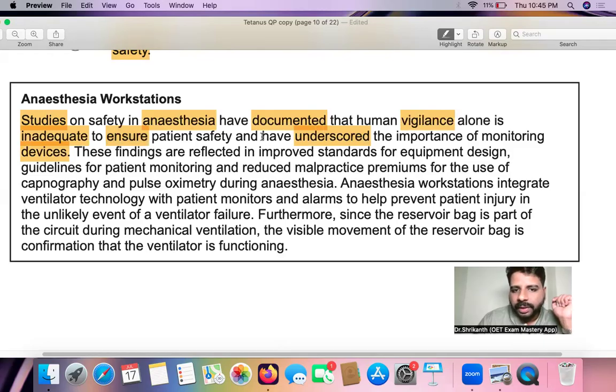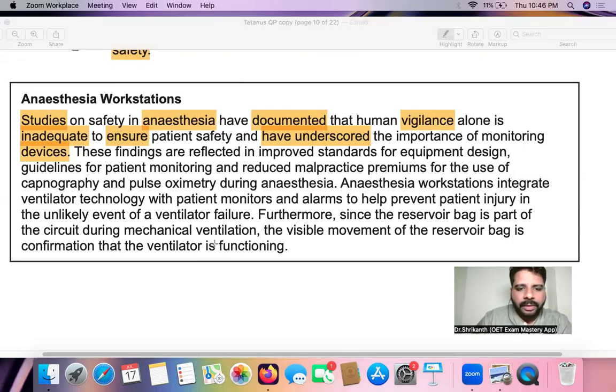Now what is the meaning of this? Have underscored the importance of monitoring devices. Underscore basically means to highlight. For example, when we want to highlight something, we underline. We can underline some important words, right? If I come across a very important word, say functioning is an important word, I will underline it. So that is the meaning of underscore. Underscoring or underlining means it is important.